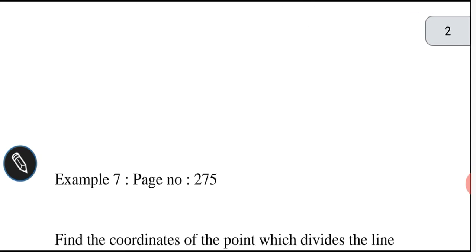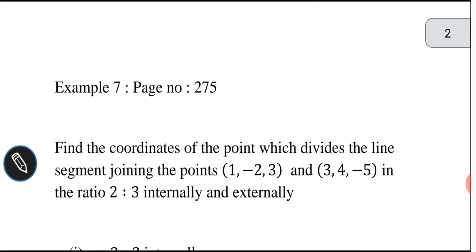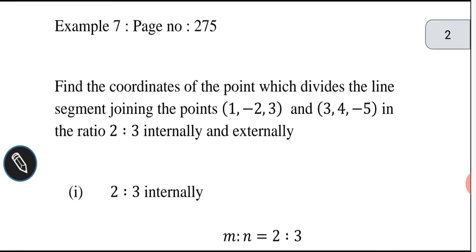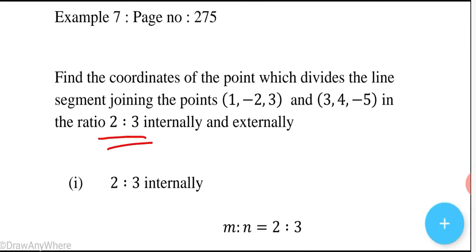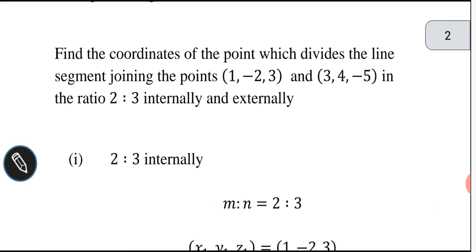Okay, so find the coordinates of the point which divides the line segment joining the points 1, minus 2, 3 and 3, 4, minus 5 in the ratio 2:3 internally and externally. Okay, so first 2:3 internally. So the ratio is 2:3, so we can write m is to n equal to 2:3.